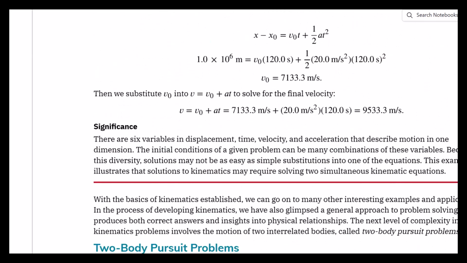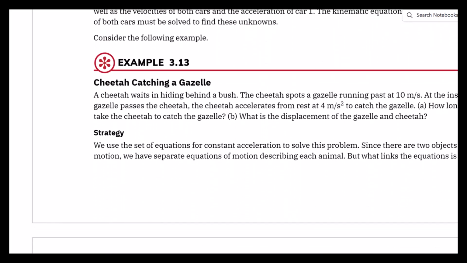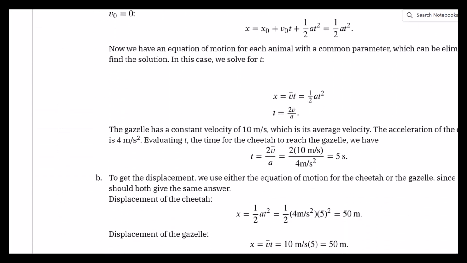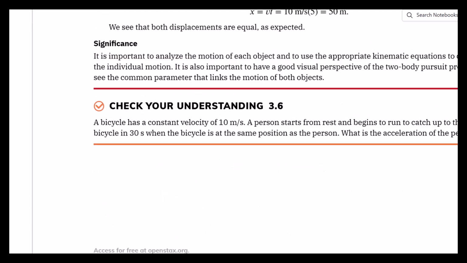Oh, two body pursuit problems. Oh, there's more. Okay, one more: catching a gazelle. Oh, this is fun. And then are we done? Are we done after we catch the gazelle? Okay, we got to catch a gazelle, guys. Then we'll be done.